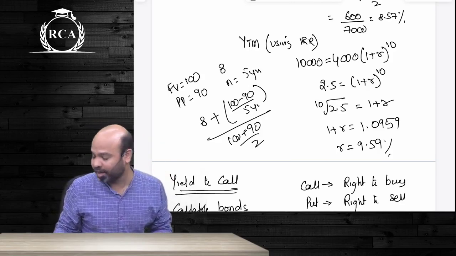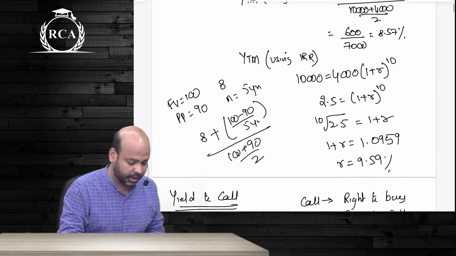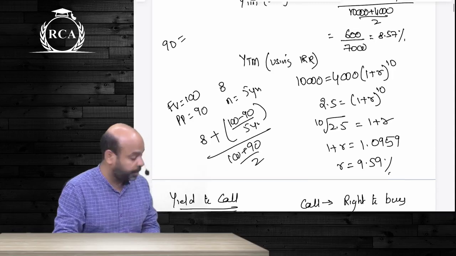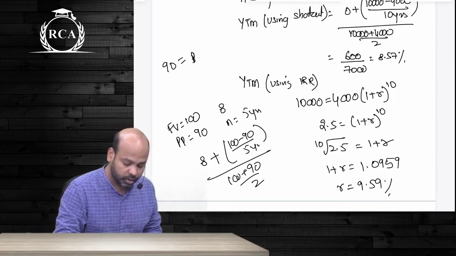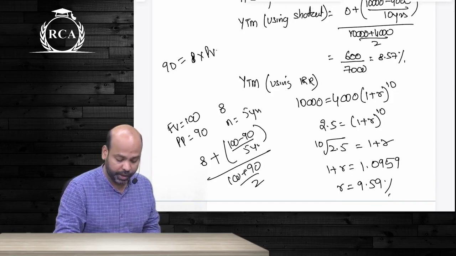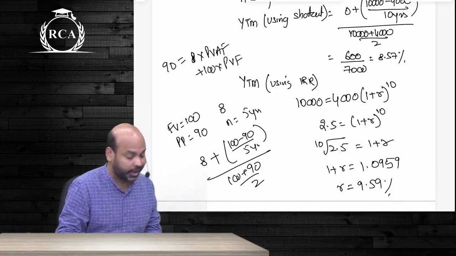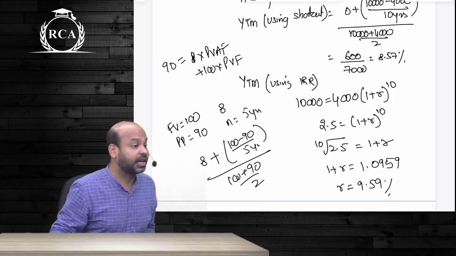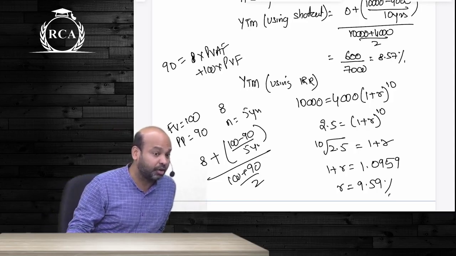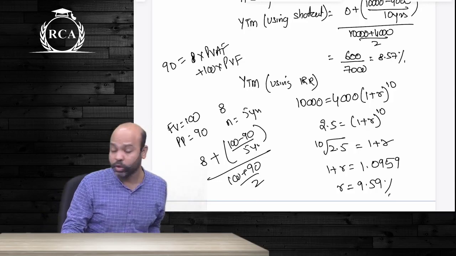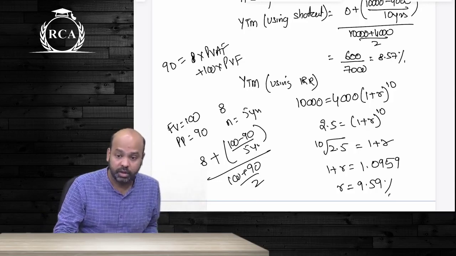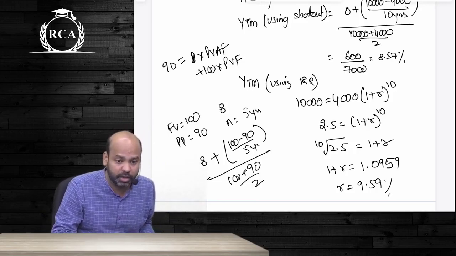Now, using IRR technique, beta, same question, what will I write? 90 rupees should be equal to the present value of all the cash flows. 8 rupees into PVAF plus 100 rupees into present value factor. I will have to use trial and error method to arrive at that rate of return, guys, at which the present value will be equal to 90 rupees. This is how you arrive at accurate YTM.